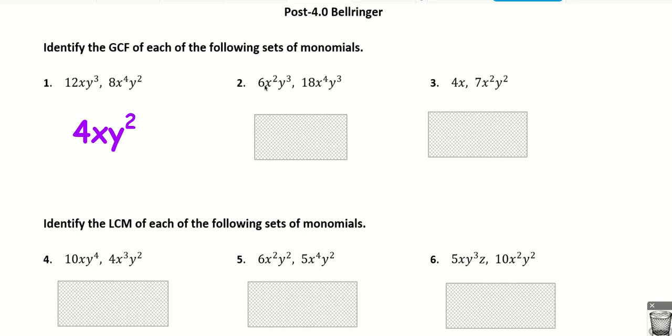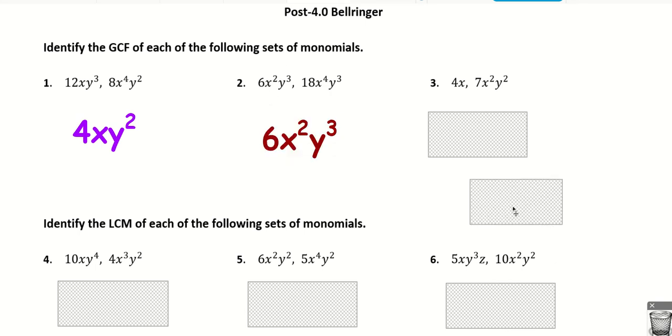Just going with the smaller of the two exponents for each variable. Number 2, the greatest common factor ends up being 6x squared y to the third. When you're looking at 6 and 18, remember 6 is a factor of 6. So we got a 6, and then x to the second, x to the fourth, go with the smaller one, y to the third and y to the third. It's a tie, so you just go with the power of 3 in your overall greatest common factor.